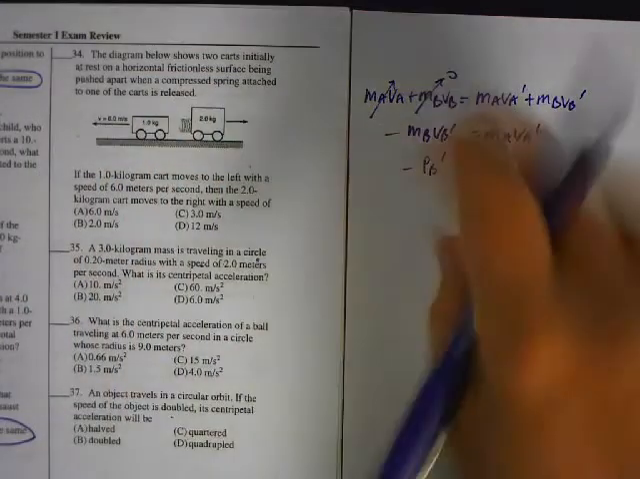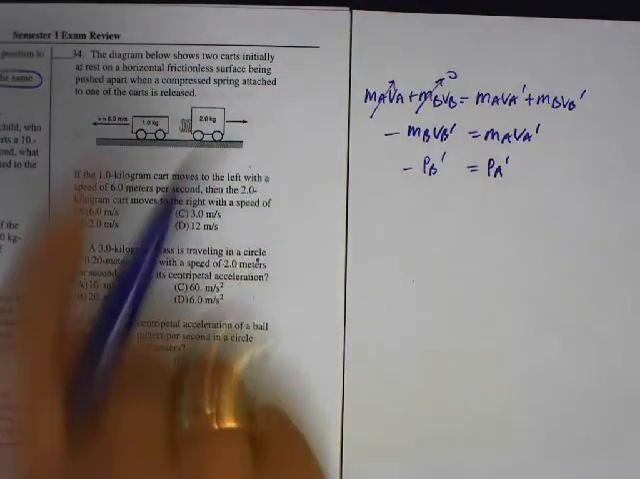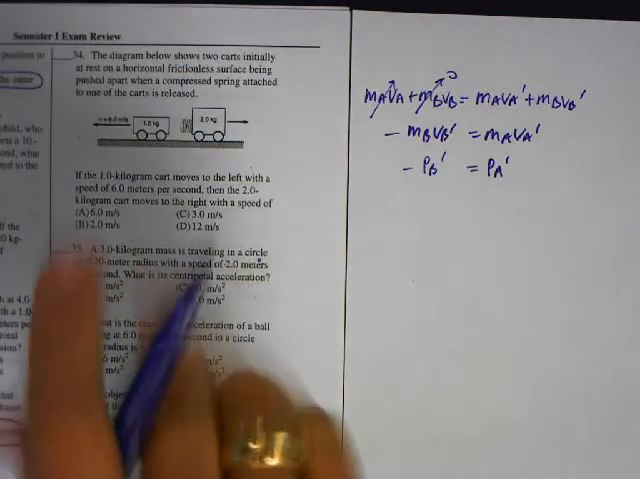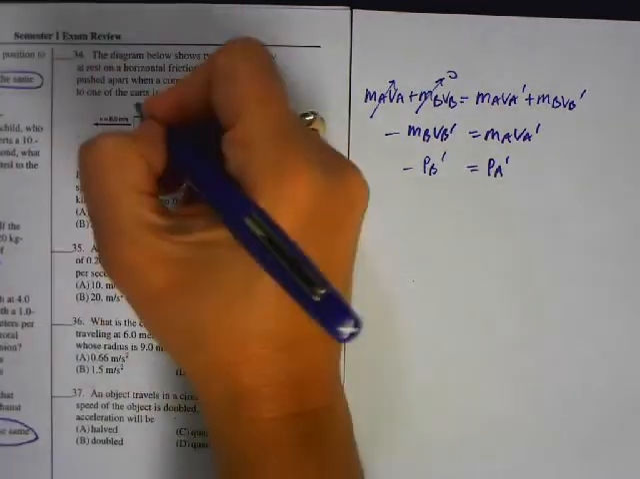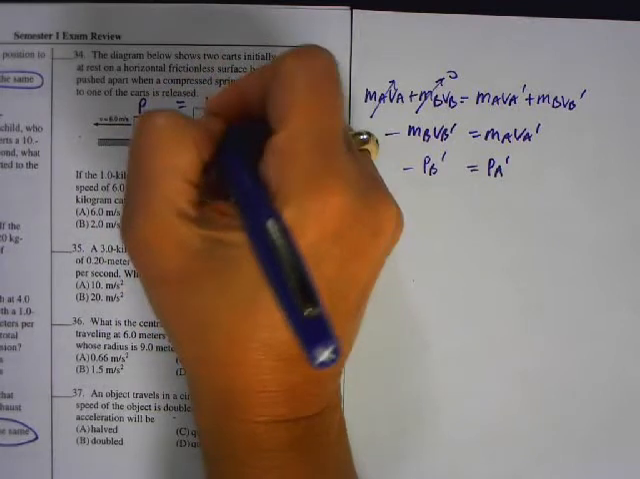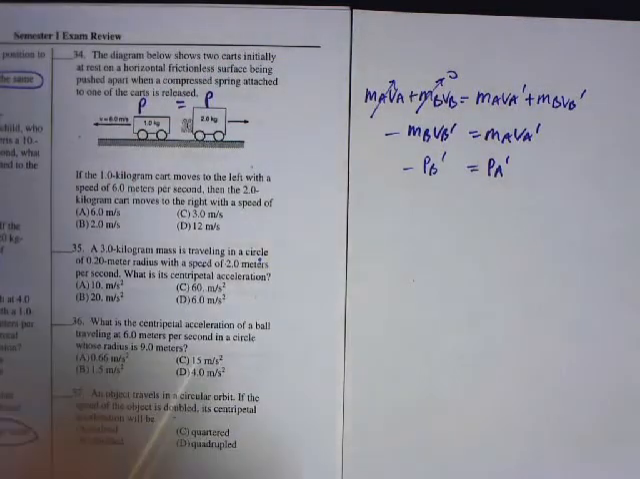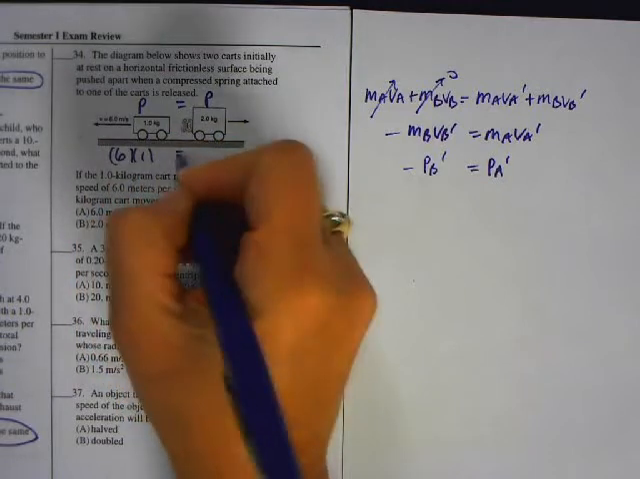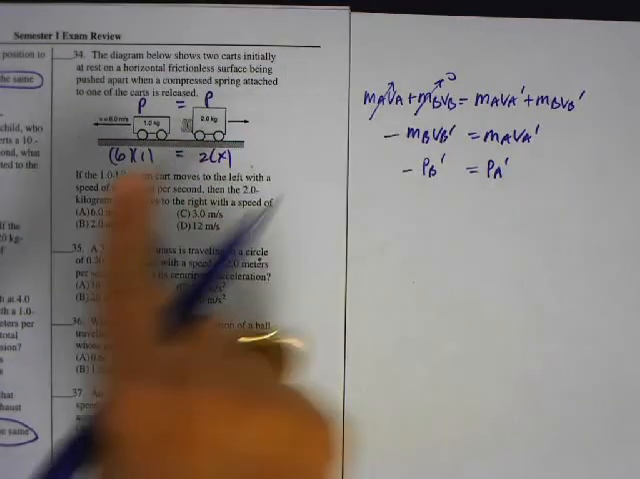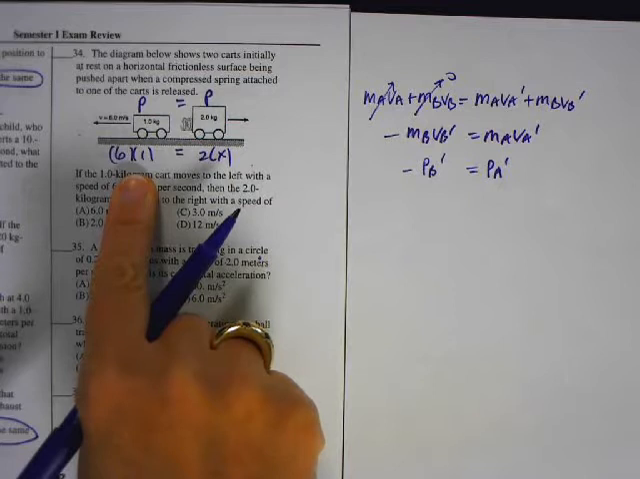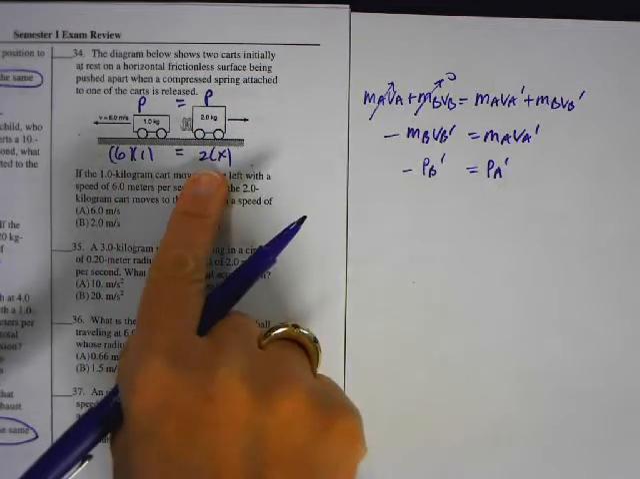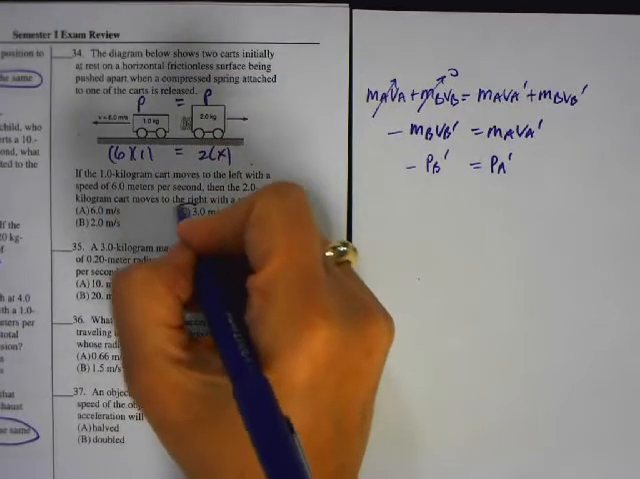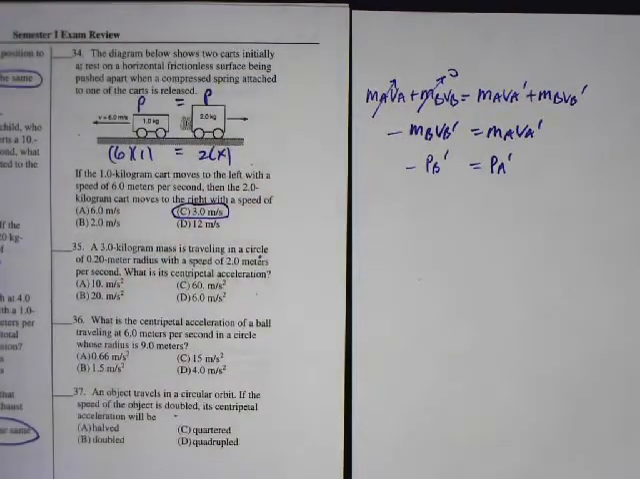So whenever we see a problem like this, we don't have to write it all out. We can just look at this and say to ourselves, I know that this momentum is going to be equal and opposite of this momentum. So I can just look right on here and say 6 times 1 is equal to 2 times x. Well, 6 times 1 is 6, and 6 divided by 2 is going to be 3. So this is actually a really simple problem.